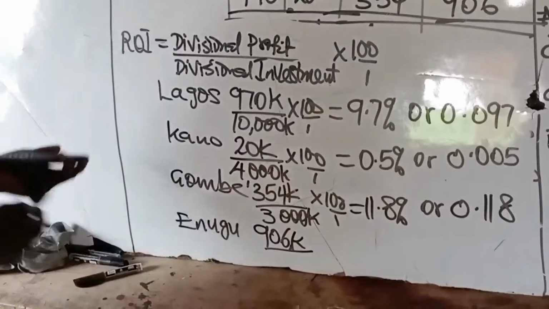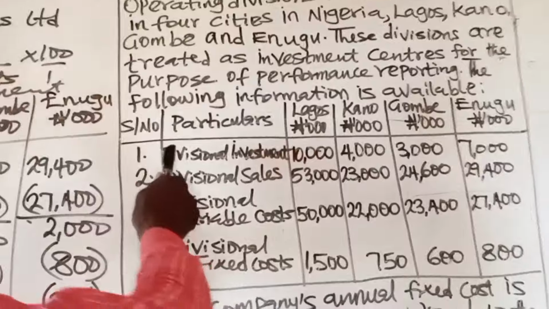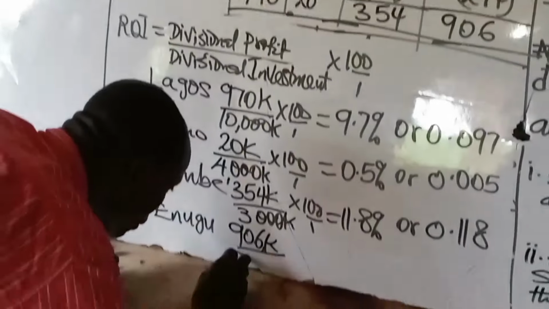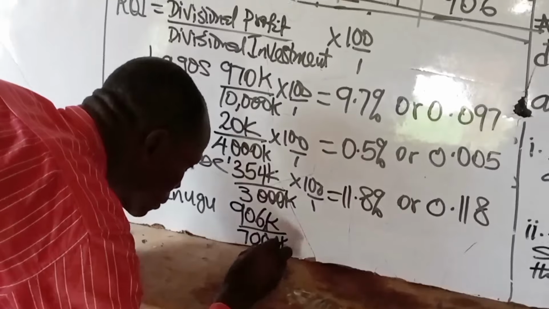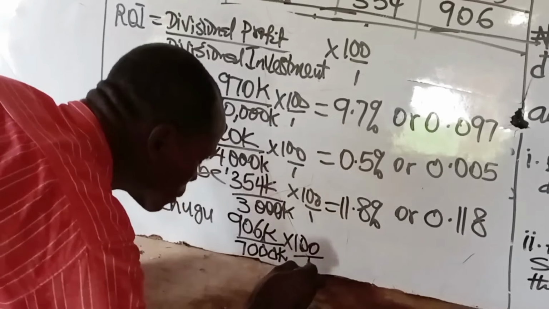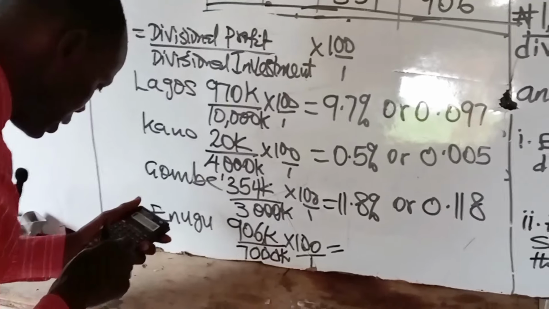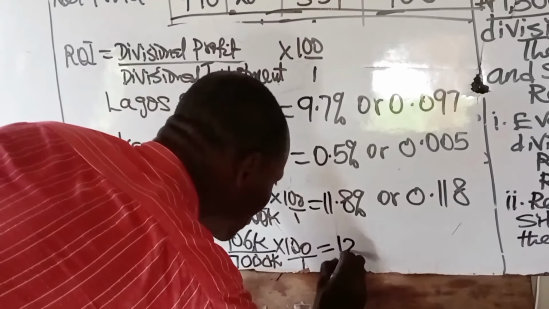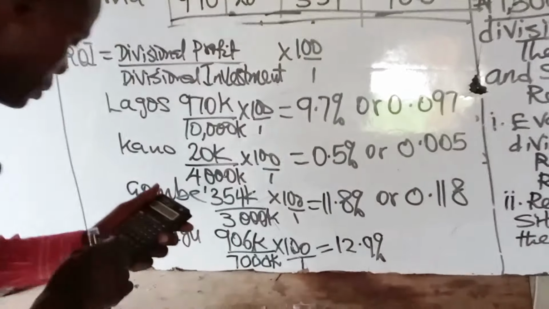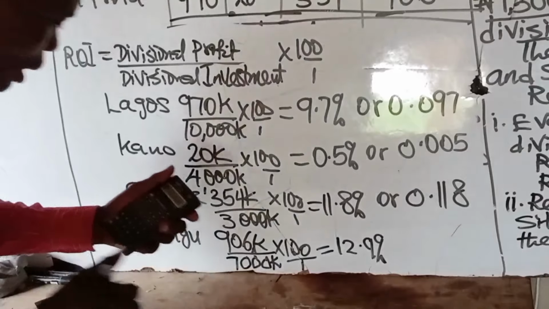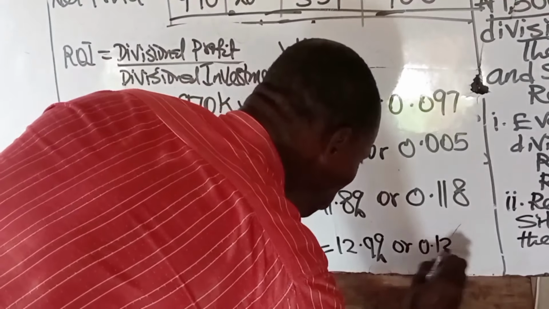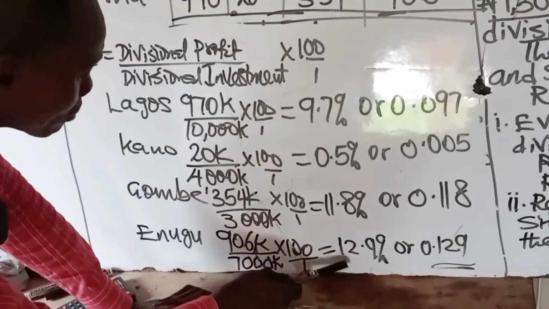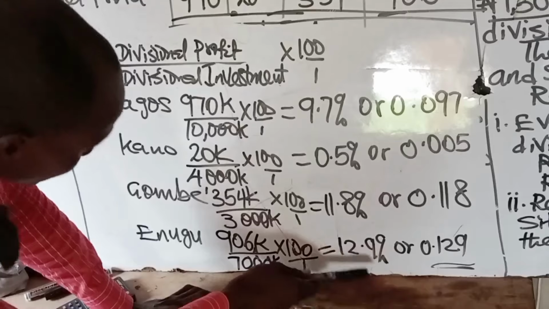How much is the investment of Enugu division? Back to the question. Divisional investment, you have 7 million. 906 divided by 7 million, times 100. So we have 12.9%. If you want to leave your answer as decimal, it will be 0.129. Now, if you look at the return on investment, Enugu division has the highest return on investment.